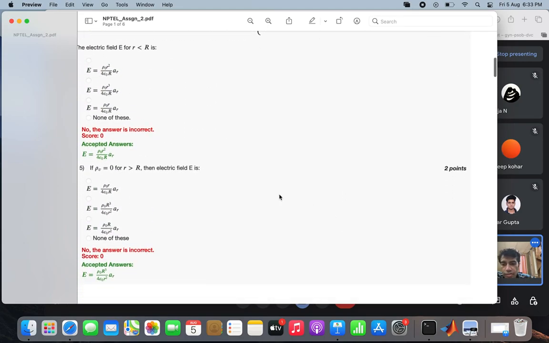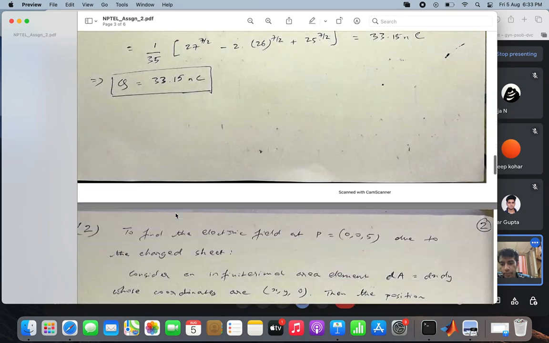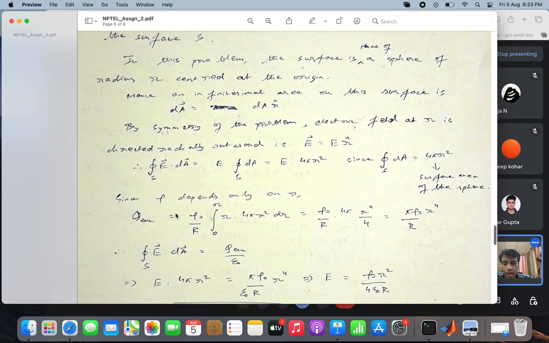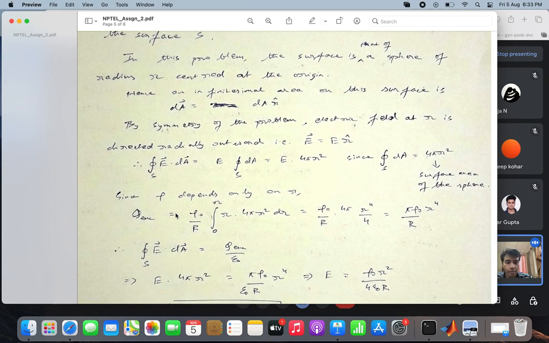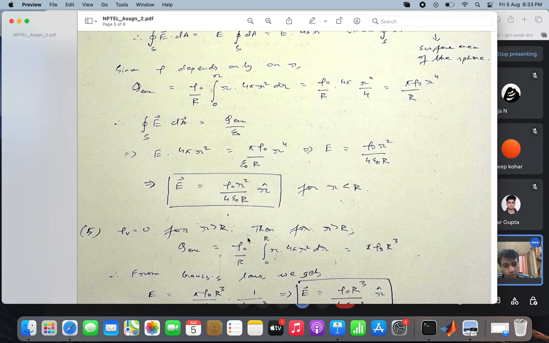So the next question states that my charge density is 0 for small r greater than capital R. Then what is the electric field at some radius small r greater than capital R? Okay. So the left hand side remains unchanged because I am simply expanding my Gaussian surface to a radius small r greater than capital R. So my left hand side remains E into 4 pi small r square.